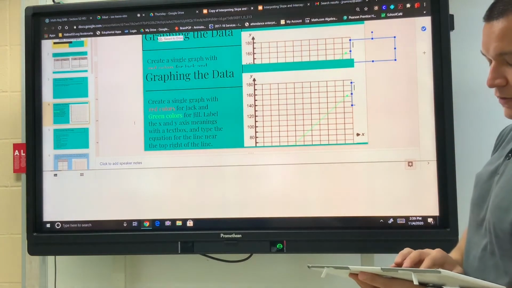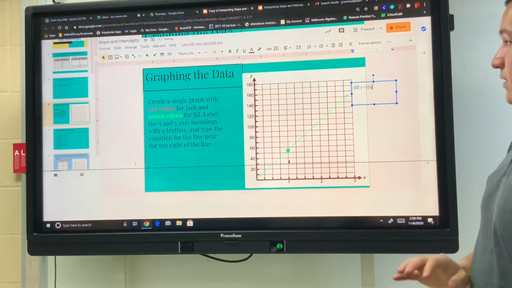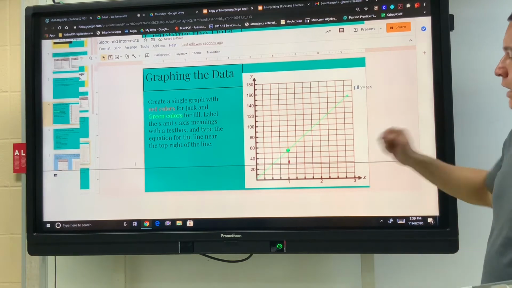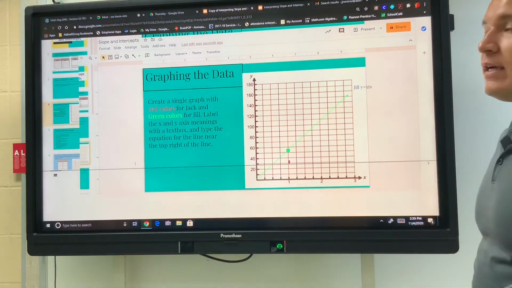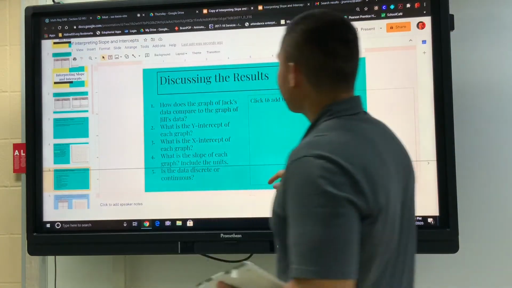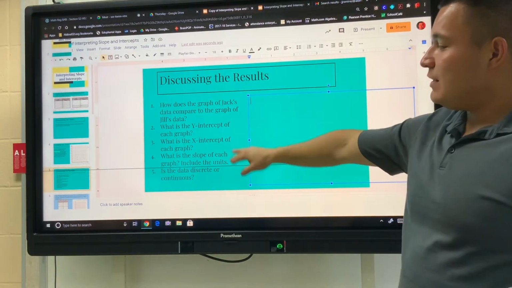This was Jill, y equals 55x. Do the same thing for Jack, but add a couple more dots to your lines. In here, I need you to answer these 5 questions.